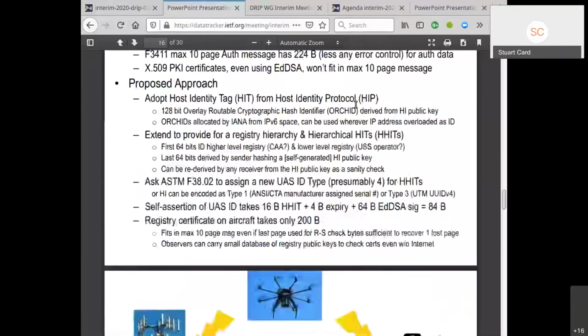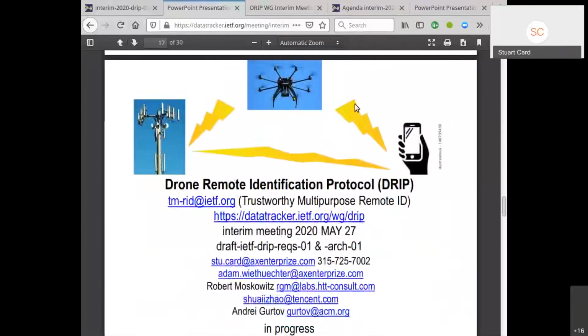Next slide. I see that Philip is also on the queue. Oh, sorry. Philip? Sorry, I think it's Zhao on the queue. Not me. It's Shui, yeah. Okay, Stewart, please go forward. Thanks.